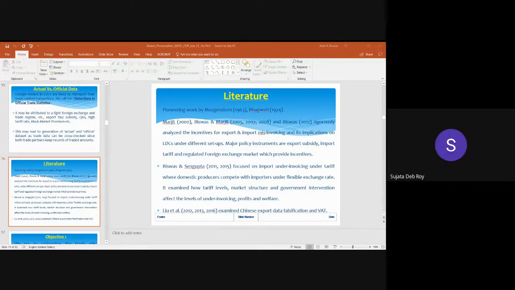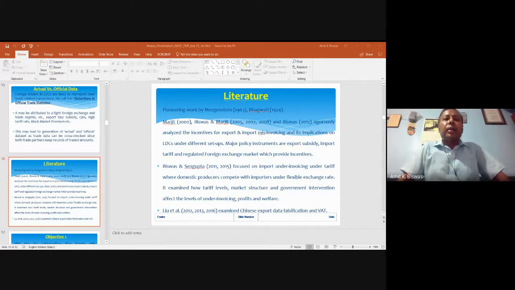Sir, can you please repeat the name of the book written by Bhagwati? Illegal Transactions in International Trade. The series is known as Studies in International Trade, and the book is Illegal Transactions in International Trade, edited by Jagdish Bhagwati.